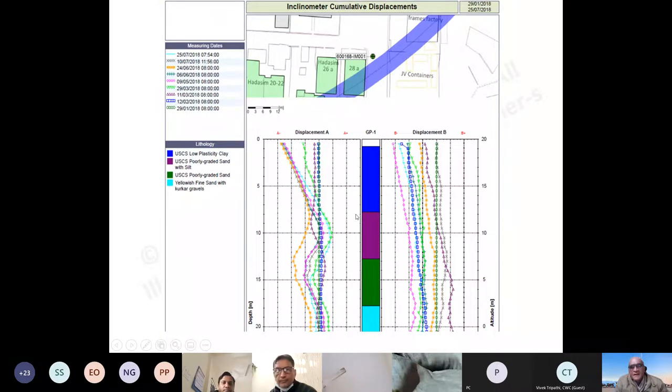So you can very easily analyze the data and see where the movement is taking place, in which geological strata the movement is taking place. So these things are very clear here.